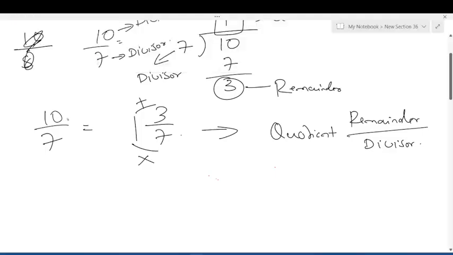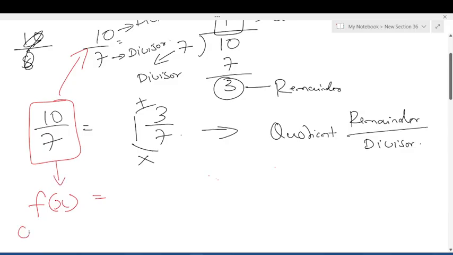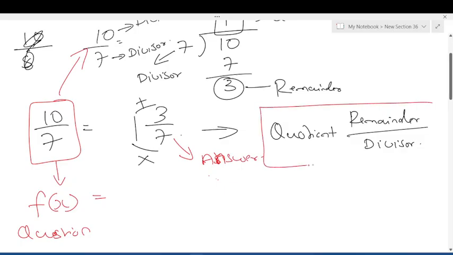Now, this is the function f of x, or this is basically the question. What is 10 by 7? Isn't it the question? In algebra, f of x is a question. Remember like this: f of x is a question. What's the answer we got for 10 divided by 7? 1 3 by 7 is the answer, right? So for the question we got an answer. This answer will be converted in terms of words.